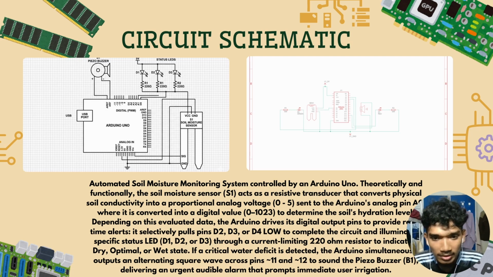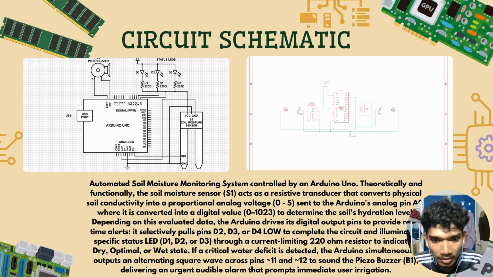Next, this is our circuit schematic. An automated soil moisture monitoring system controlled by an Arduino Uno. Theoretically and functionally, the soil moisture sensor S1 acts as a resistive transducer that converts physical soil conductivity into a proportional analog voltage of 0 to 5 volts, sent to analog pin A0, where it is converted into a digital value from 0 to 1023 to determine the soil hydration level. Depending on this data, the Arduino drives its digital output pins to provide a real-time alert.